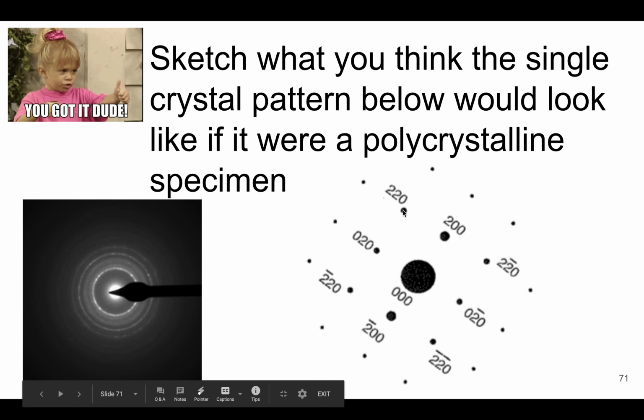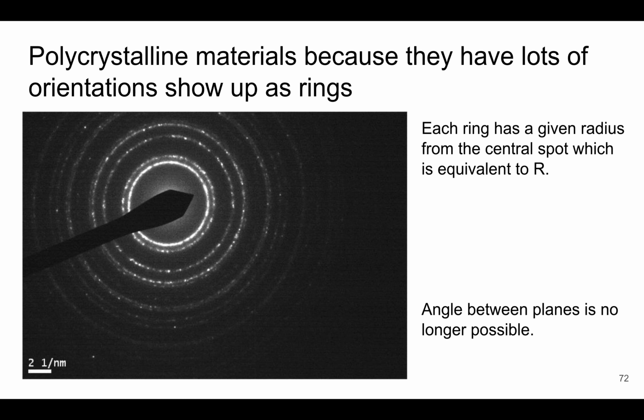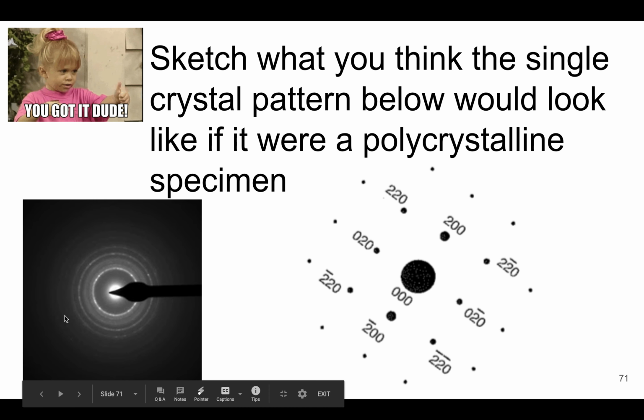The specific angle of the 200, or sorry, the 220 doesn't matter relative to the origin. The length does stay the same though, and so you create a circle around the central spot, and the same thing for 200. And so you end up with a set of rings because there are multiple orientations in that pattern. You can think about that as a rotation of the single crystal spot pattern, and so you get something that looks like this.